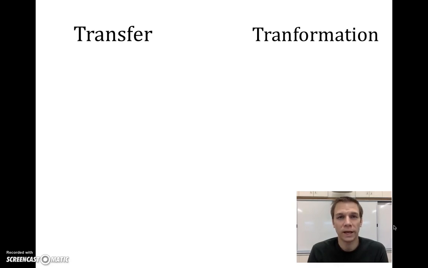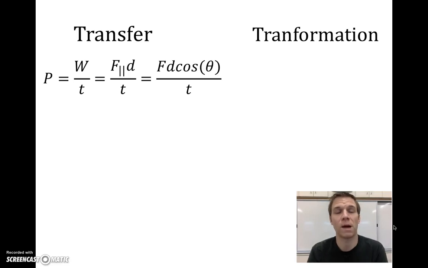So energy transfer, the work being done, we can think of it that way, or we can think of it as the rate of transformation. Let's look at the transfer first. The equation we have for this is power is just the work divided by the time. So how do we calculate work? Well, that's the force parallel to the displacement times the displacement of the object.